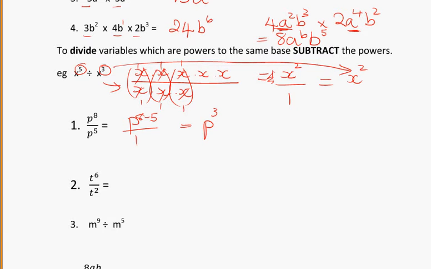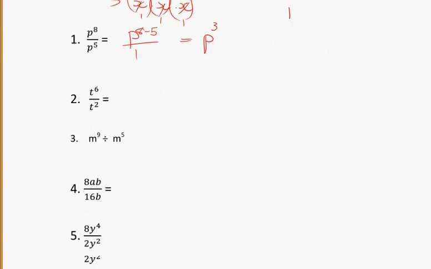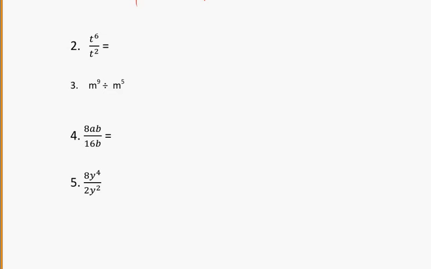Right, try the next example. T to the power of 6 divided by T to the power of 2. Easy. T to the power of 6 take away 2 is 4. We can write them either way. That can also be written as m9 divided by m5. Both the same letter. 9 take away 5 is 4. And we have m4 on the top.